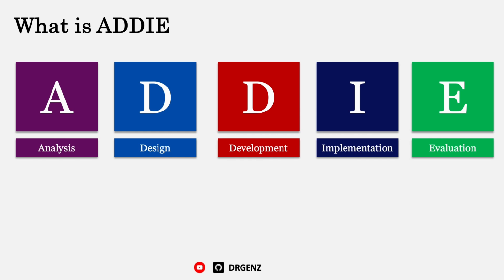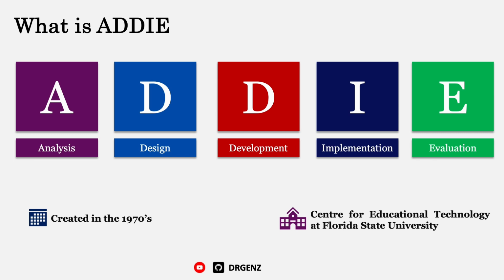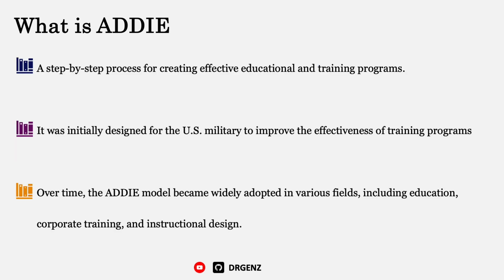The word ADDIE is an acronym that stands for Analysis, Design, Development, Implementation, and Evaluation. ADDIE was created in the 1970s by the Center for Educational Technology at Florida State University. ADDIE is a step-by-step process for creating effective educational and training programs. For this lesson, we'll be looking at the analysis phase of the ADDIE model.